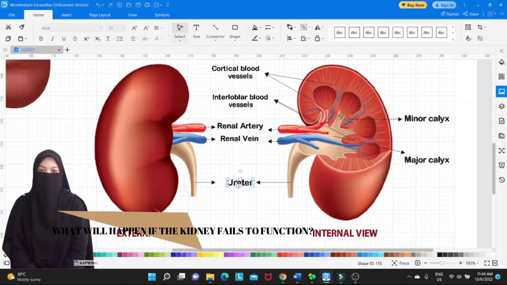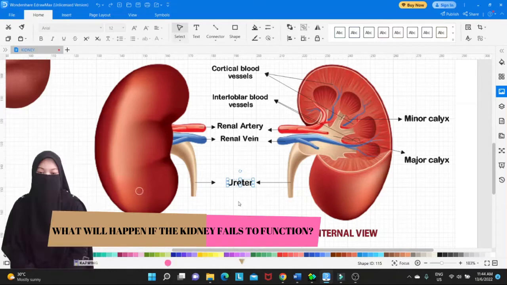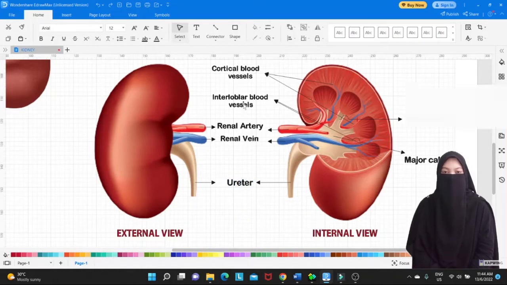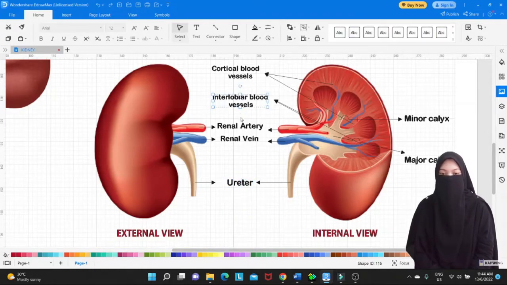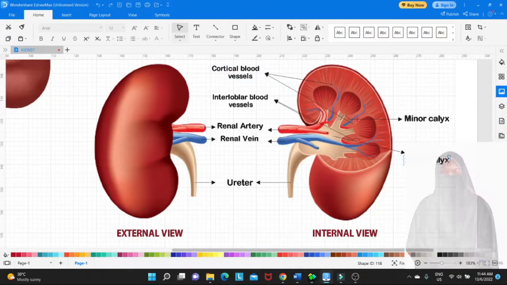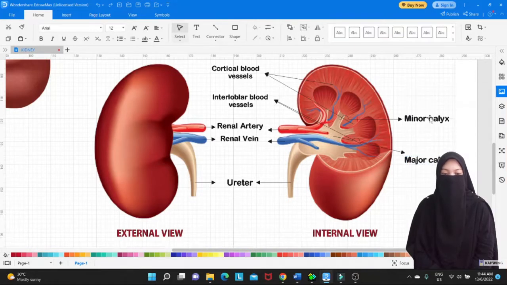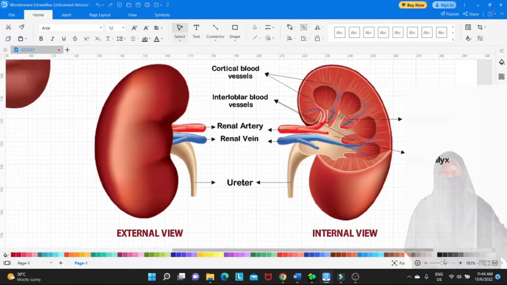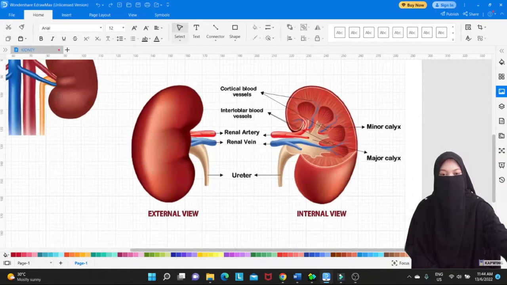Next, what will happen if the kidney fails to function? When the kidneys malfunction, or if they stop working, which is kidney failure, it may lead to various complications such as fluid retention that can lead to edema or swelling of the extremities, pulmonary edema or fluid in the lungs, hyperkalemia or increased potassium levels in the blood, anemia, heart disease, and pericarditis, among others.